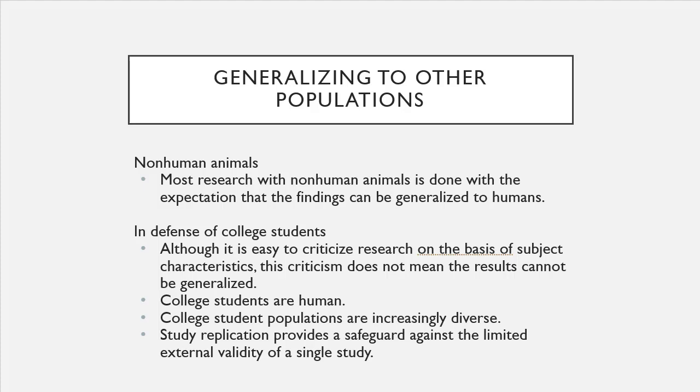So, in defense of college students, it's easy to criticize them on the basis that they have these shared characteristics that are not shared with other people. They're shared within their group, pardon me, but they're not shared with other people. Remember that college students are human, and that college student populations are diverse, and replication can be a safeguard against the fact that we're using college students. So maybe we replicate a study with college students and non-college students, and if we find the same results, then we can say, well, college students, after all, are representative of other populations.